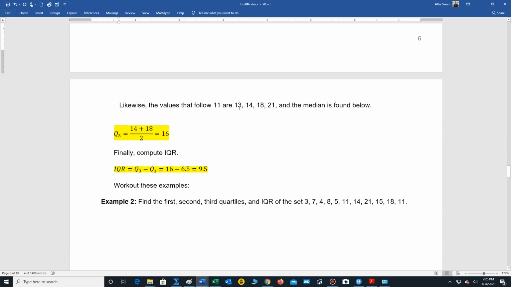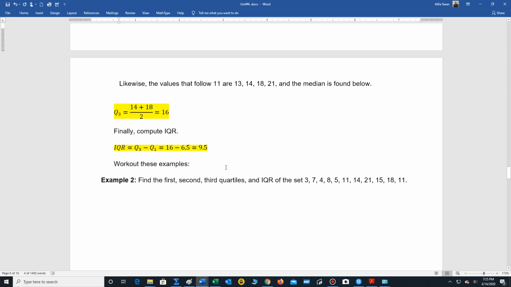And now we write down the last four values, the four values that follow 11, and we find the median of these four values. Once again, since there's an even number of values, you take the midpoint of the two middle values. So we add 14 and 18 together, divide by 2, we get 16.